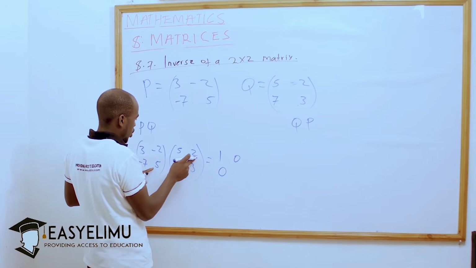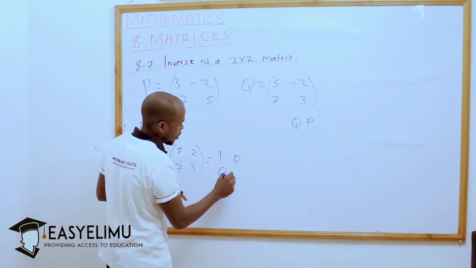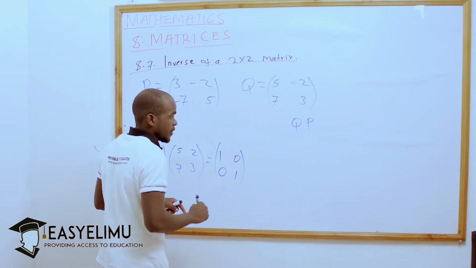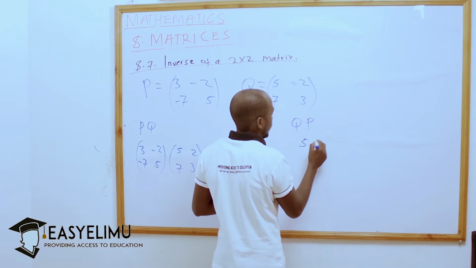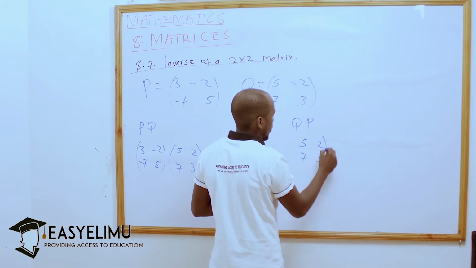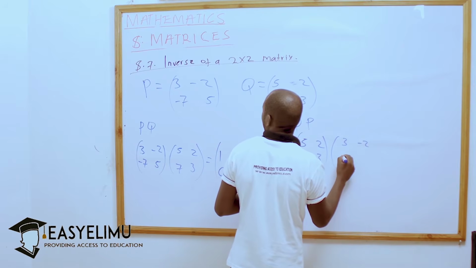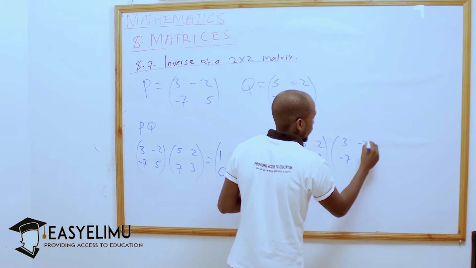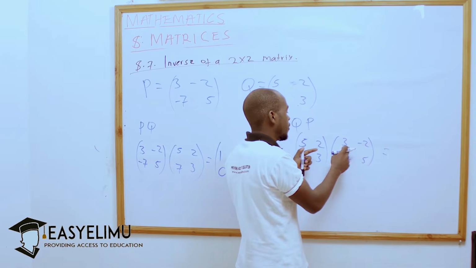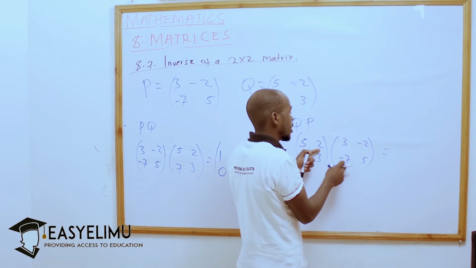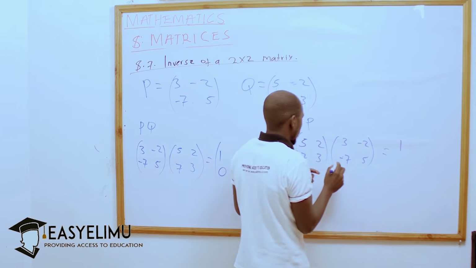-7 by 2 is -14 plus 15 is 1. So we are finding that. Let's see for this case, that is 5, 2, 7, 3, and the other one is 3, -2, -7, 5. If we do that, we are going to have 5 by 3, 15, 15 plus -14, so that is 15 minus 14, 1.